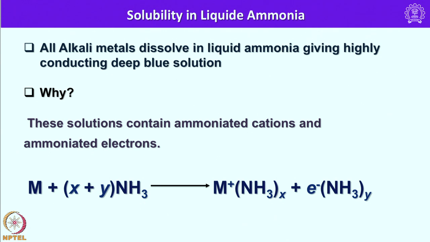These solutions contain essentially ammoniated cations and ammoniated electrons. They are represented in this fashion I have shown here. So, let us say M has X plus Y quantity of ammonia. On mixing them, the cation is separated, surrounded by X number of ammonia, and here the electrons are also surrounded by Y amounts of ammonia. So, why does that happen?